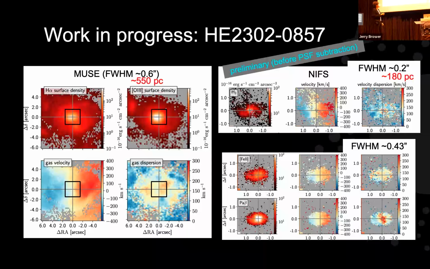I should mention that all of these NIFS data are somewhat preliminary, in the sense that we are still working on a similar AGN host decomposition for these data, which should much enhance the contrast versus the nuclear PSF on what we see in the more extended gas distribution.